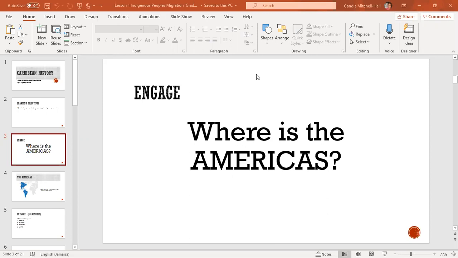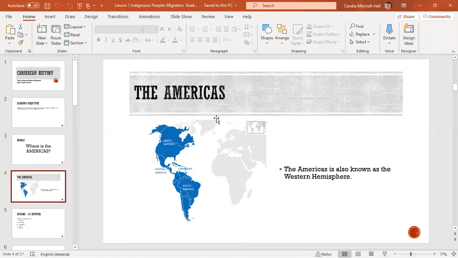So the Americas, ladies, if you look on your map, is also known as the Western Hemisphere. The Americas include all of North America, all of Central America, all of South America, and the Caribbean. Now, what we want to do is find out who were the first set of people to inhabit or live in this region of the world called the Americas or the Western Hemisphere.